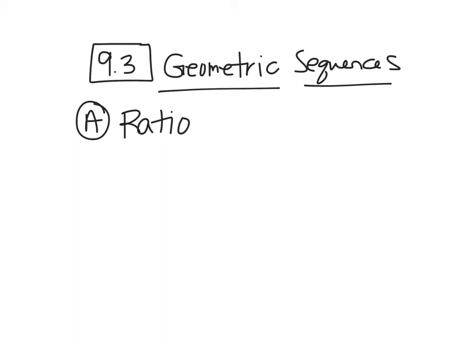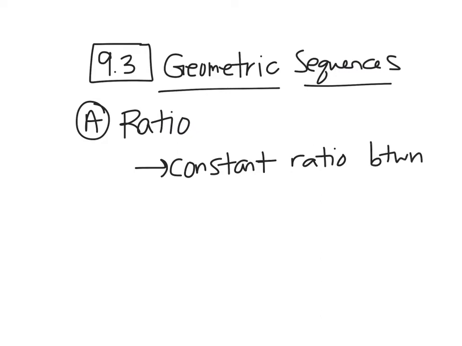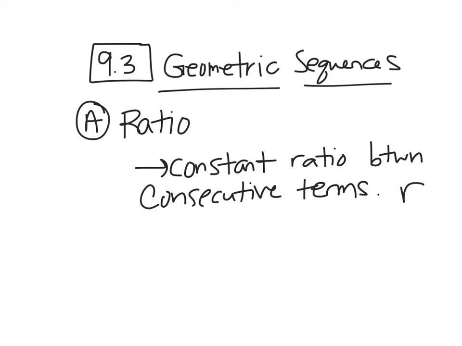But a ratio. So a geometric sequence is going to have a constant ratio between consecutive terms. All right? And we call that number R. R for ratio. Yesterday, we had D as the common difference for arithmetic. Today, we have R as the common ratio.